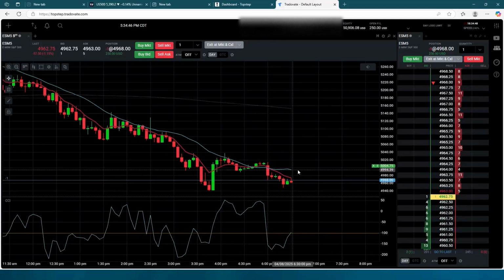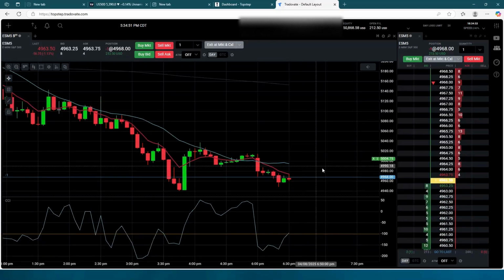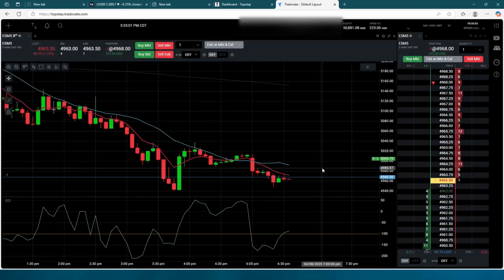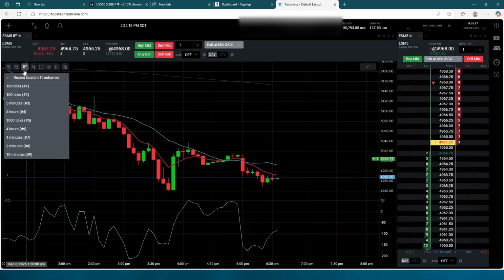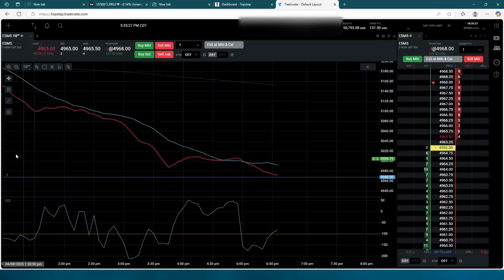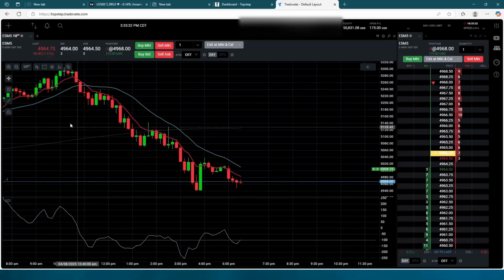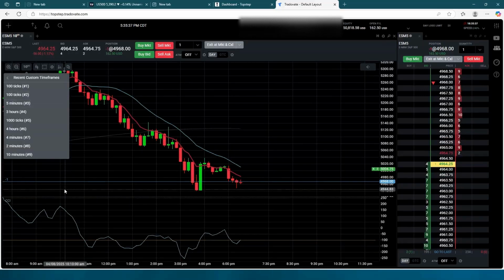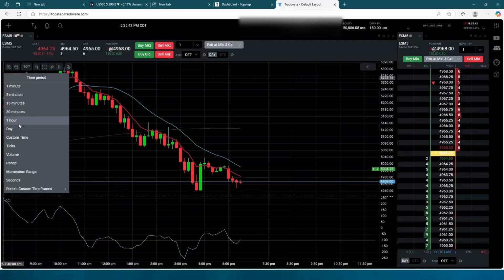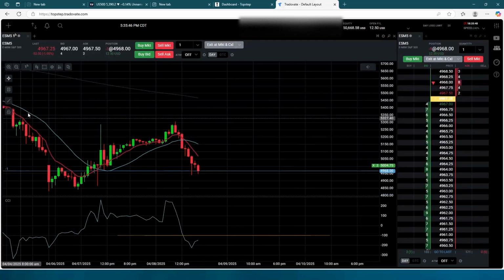Essentially, we're just going to wait, be patient, and see which direction this thing goes. And we're pretty confident that it'll continue down to the downside. Now, let's take a look at the higher time frames. All right, so we're looking at the 10-minute. Let me go to the hourly, see how that looks. Everything is pointing down, guys.